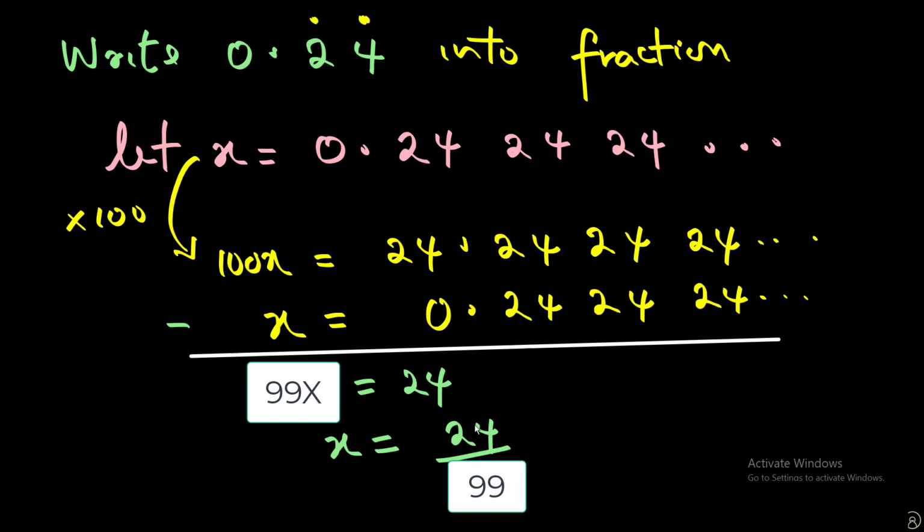And of course, this is okay, but if we want to simplify this, we know that 3 can go into 24 8 times, and 3 can go into 9 3 times. So as a single fraction, in the simplest form, 0.24 recurring can be written as a fraction as 8/3.